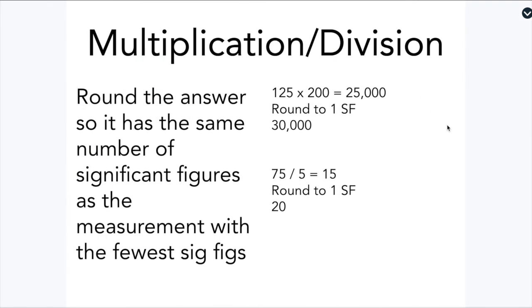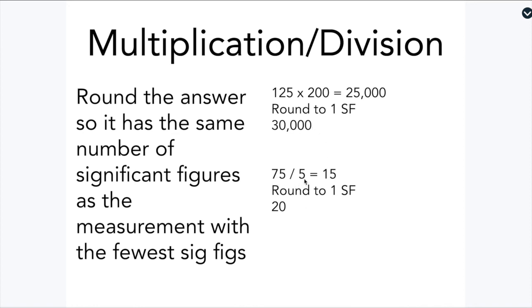All right, multiplication and division. You need to round the answer so that it has the same number of significant figures as the measurement with the fewest significant figures. For example, if we multiply 125 times 200, that would equal 25,000. Well, 125 has 3 sig figs, 200 has 1 sig fig, therefore we would round our answer to 1 sig fig, so 25,000 gets rounded to 30,000.